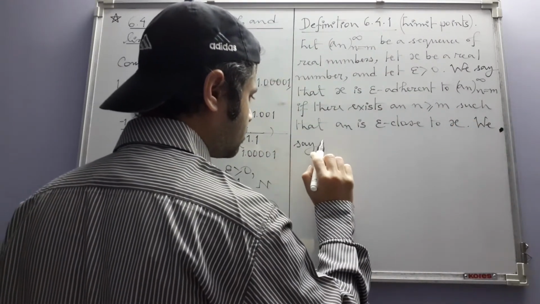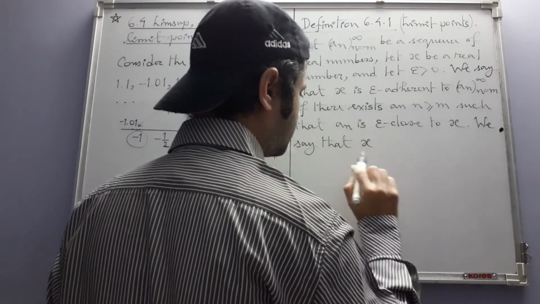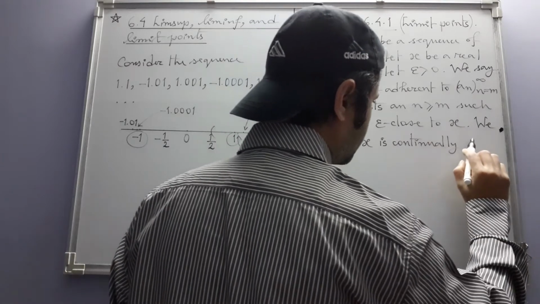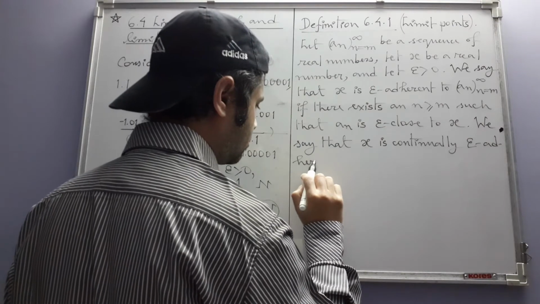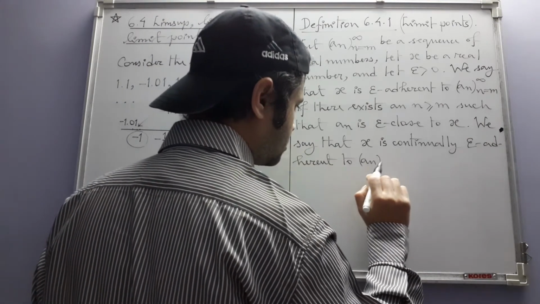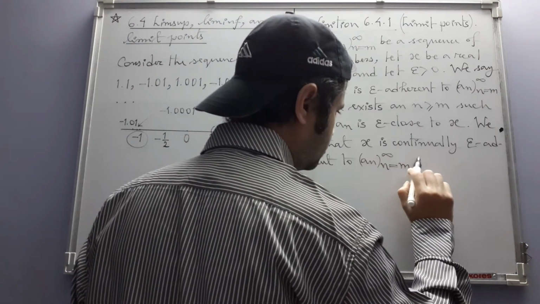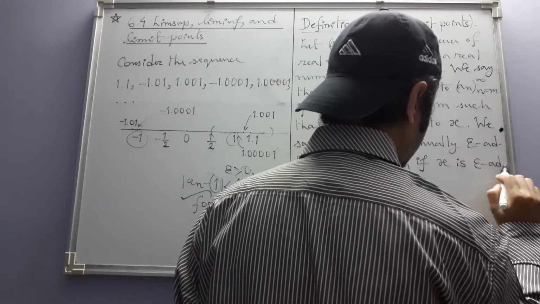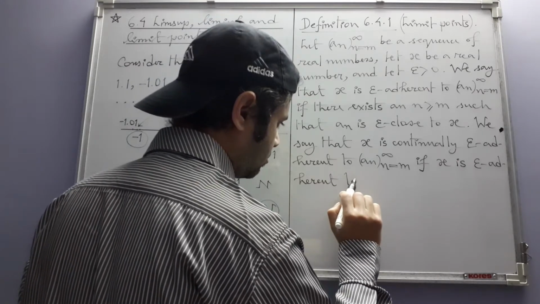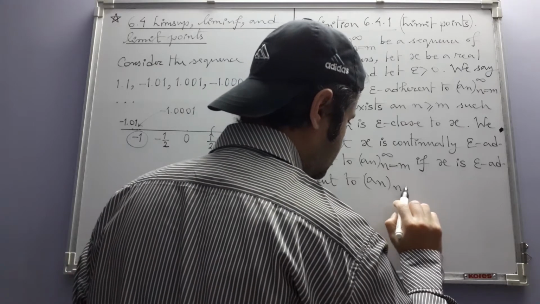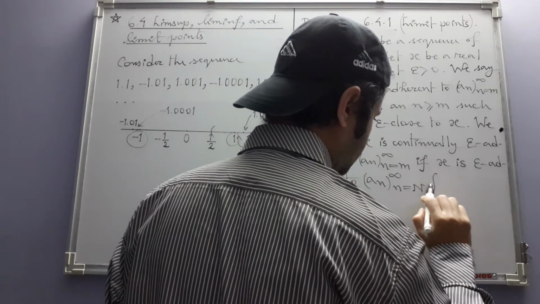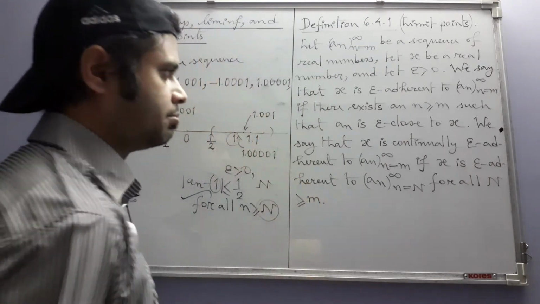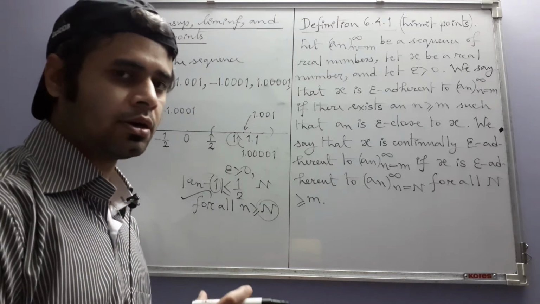We say that x is continually epsilon adherent to our sequence if x is epsilon adherent to this sequence for all integers n greater than or equal to m. So that is continually epsilon adherent.